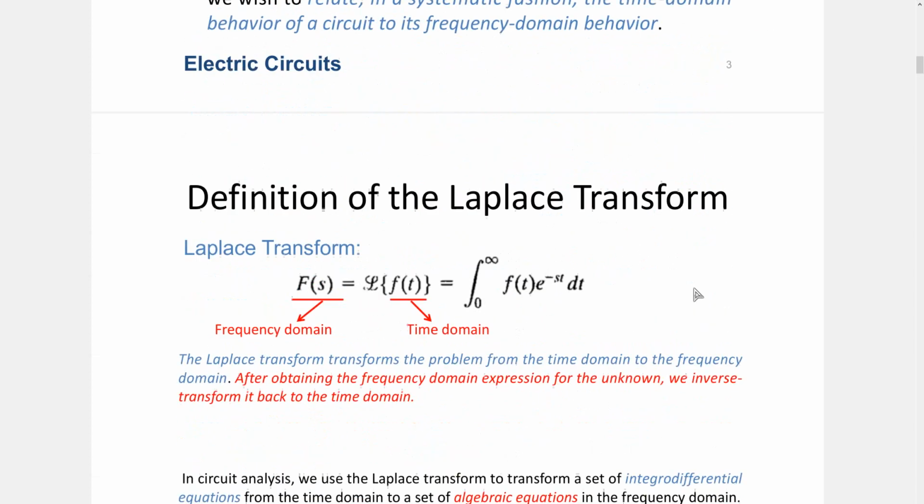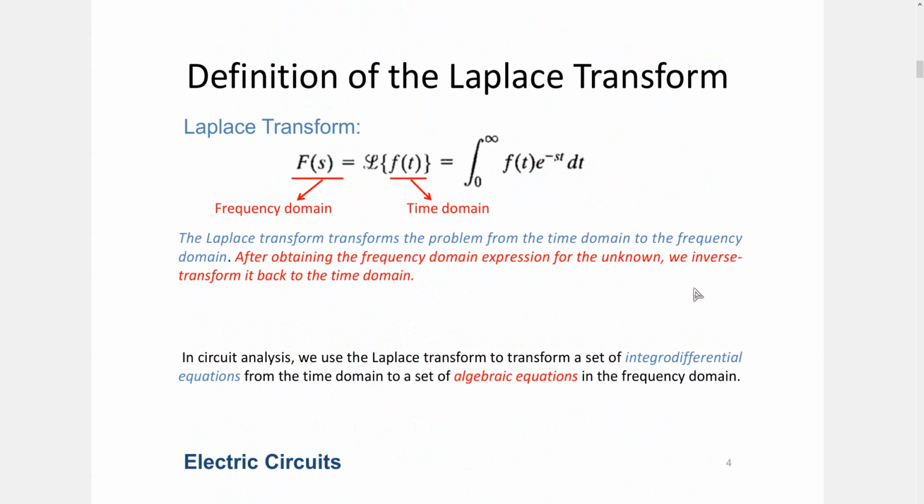Okay. How do we define the Laplace transform? Basically, here, as you can see, we have a function F(s) which represents the Laplace transform of a function f(t). When you have a function f(t) in time domain, its corresponding transform in the Laplace domain, or the frequency domain, will be represented by a capital F of s.